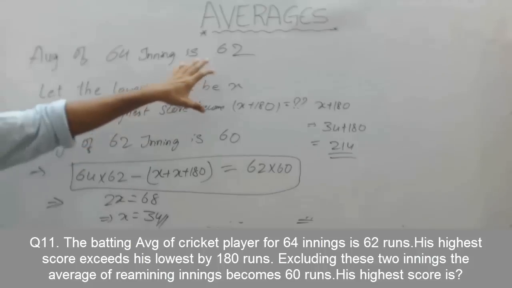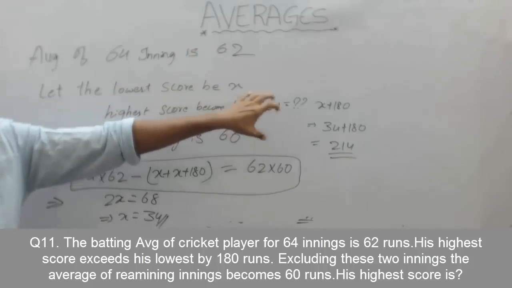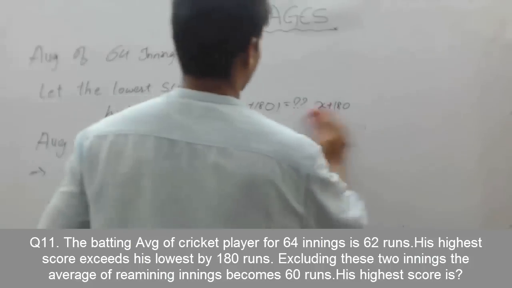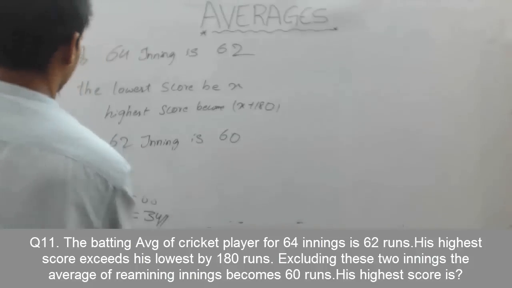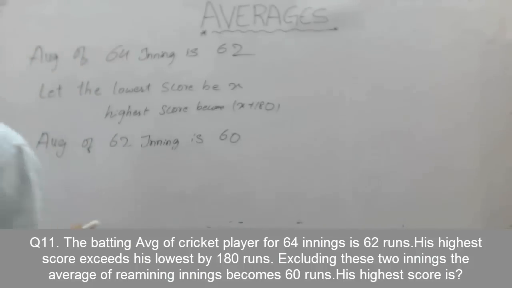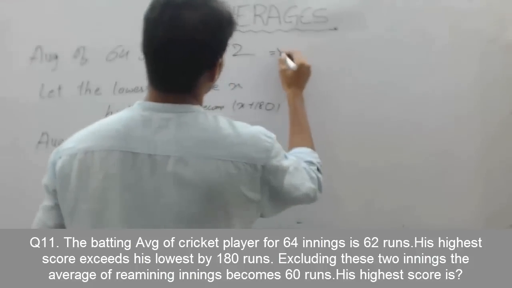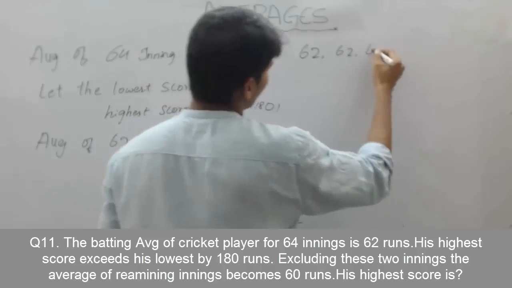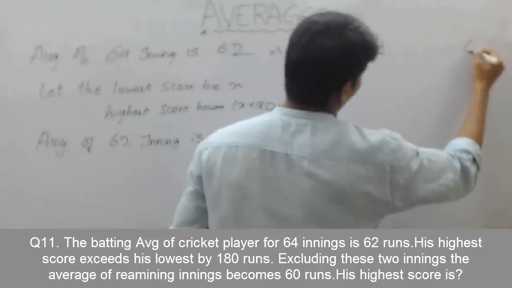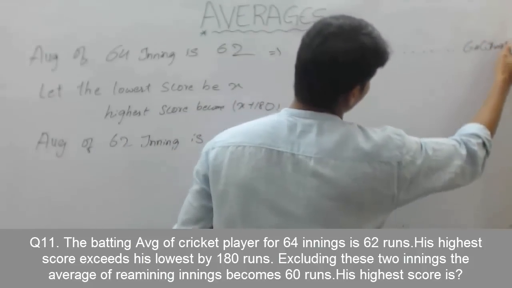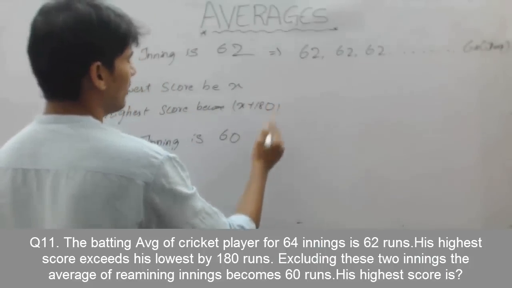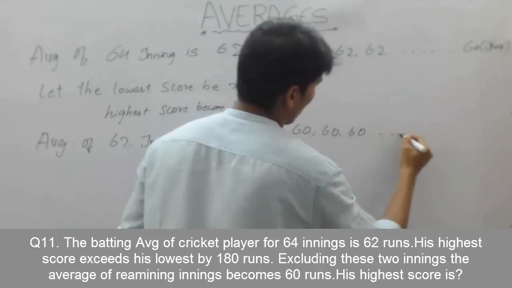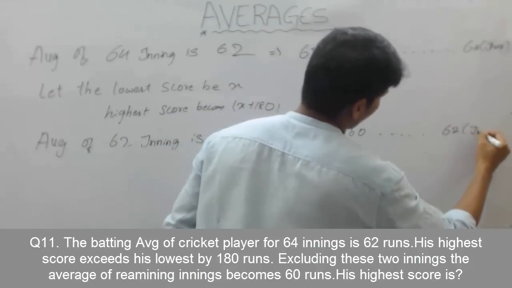But instead of using this conventional method, we can also solve using a logic. That logic is, see, 64 innings, 62 runs. That indicates that in each innings he has scored 62 until 64 innings. Now these two are being reduced. Now his average became 60. So for how many innings? It is for 62 innings.